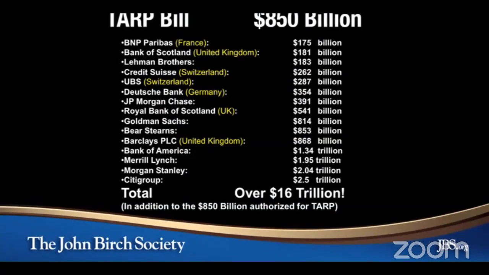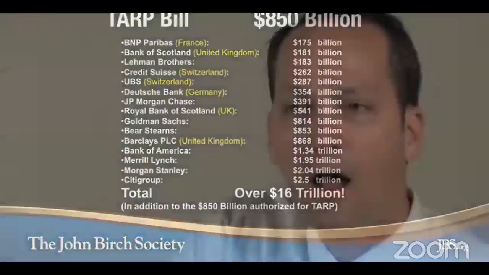Something's wrong here. In fact, the total comes out to over 16 trillion. And the subtle little detail I didn't tell you is not one penny of this is the actual 850 allowed by TARP. All of this is in addition to the 850 billion authorized by TARP. This is what the Federal Reserve decided to do on their own under the table.